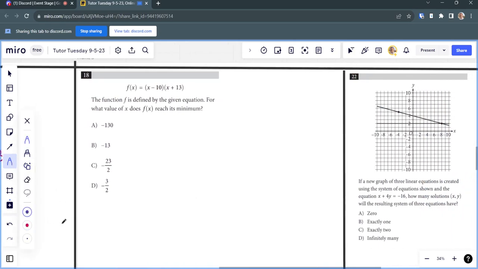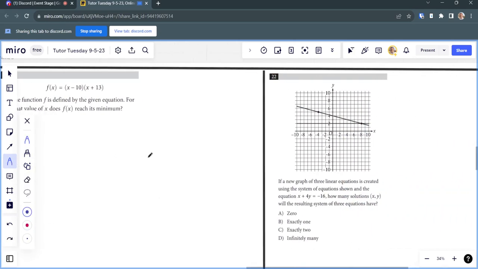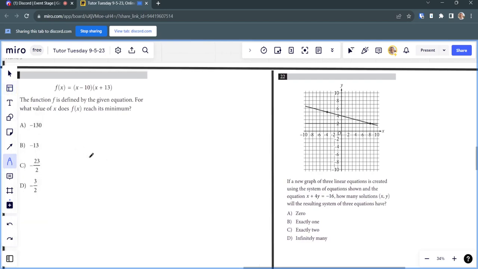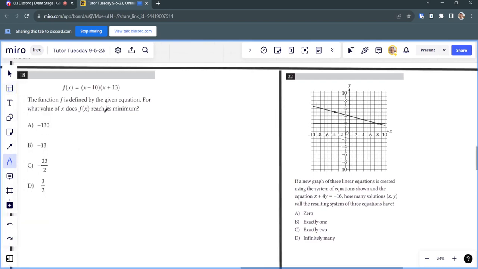All right, our third warm-up problem here. The function f is defined by the given equation. For what value of x does f of x reach its minimum? Minimum value, we're given this weird kind of form of the equation. You could try plugging in all of these and seeing what you get, but that wouldn't be a very useful strategy.